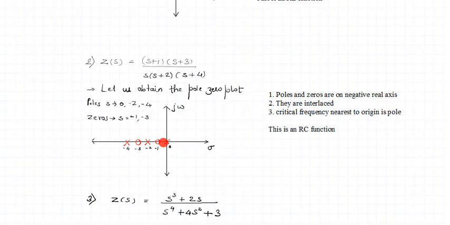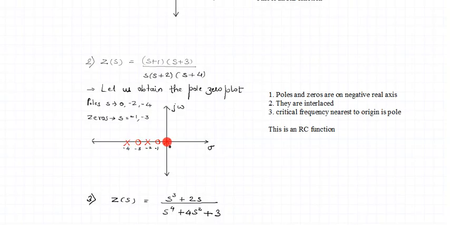So the first zero is at -1. The second zero is at -3. The next pole is at the origin, 0. The second pole is at -2 and the third pole is at -4. Right? So we have plotted all the poles and zeros.